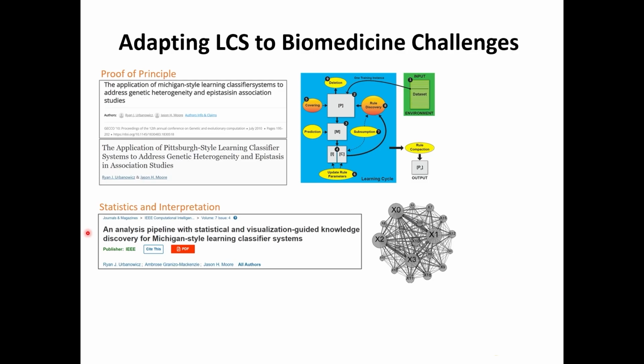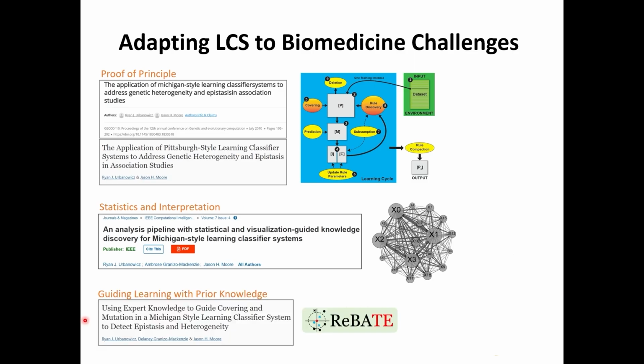Addressing the problem of large feature spaces in biomedical data, we also explored ways to utilize expert knowledge, which might come in the form of prior domain knowledge, or in the case of this paper, leveraging a feature importance estimation algorithm that was sensitive to interactions, called ReBATE, to help seed and guide a learning classifier system to better solve complex problems in noisy data.